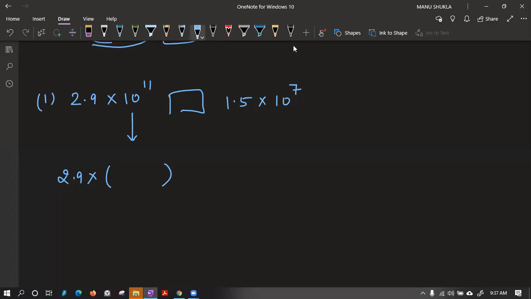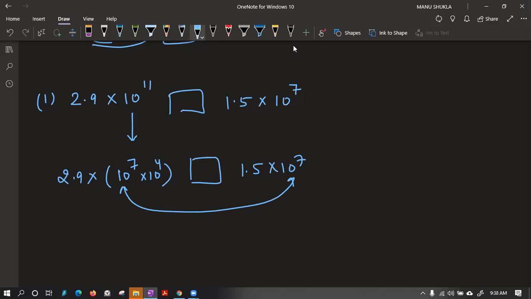Tushita, very good. Okay, now you all are getting this. So we can write this 10 power 11 as 10 power 7 into 10 power 4. Because you can see 7 plus 4 is actually 11. So we are correct. Now we have got 10 power 7 and 10 power 7. This is extra. Let us use it and say it is 2.9 into 10 power 4 into 10 power 7, and 1.5 into 10 power 7.